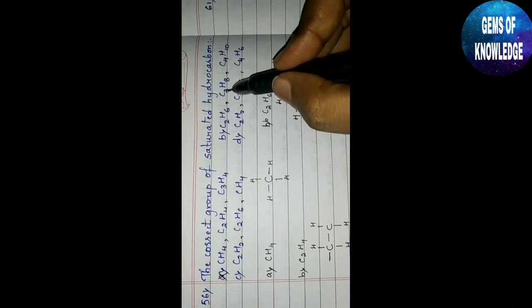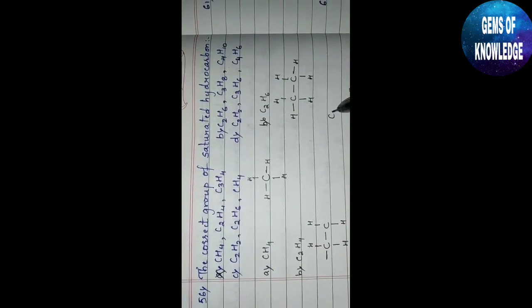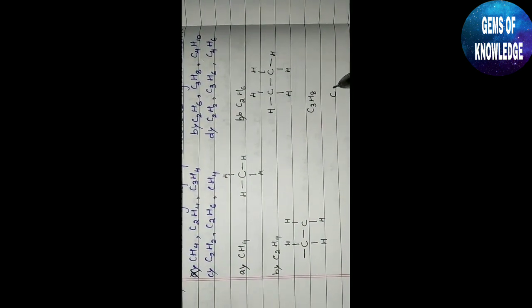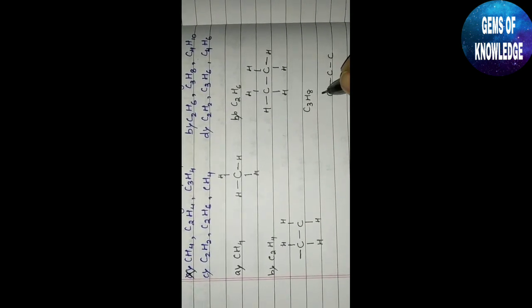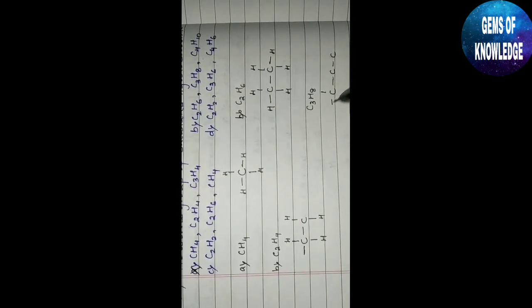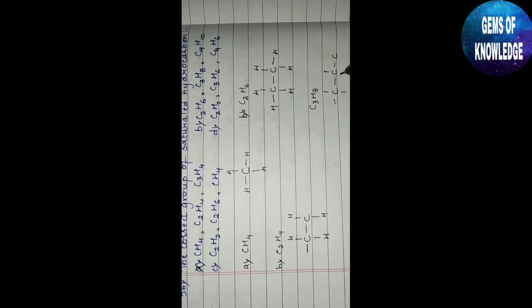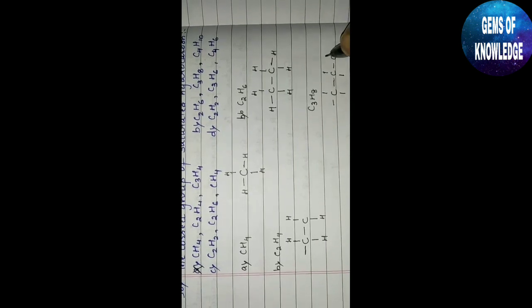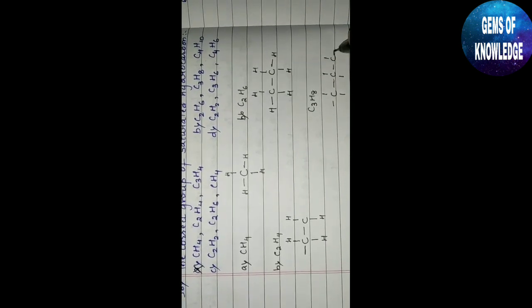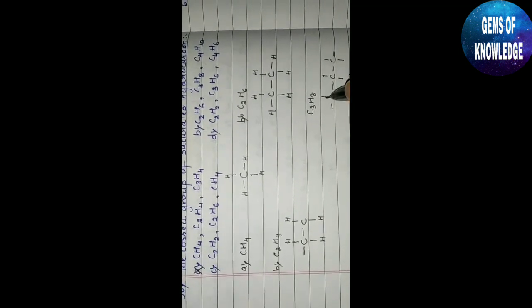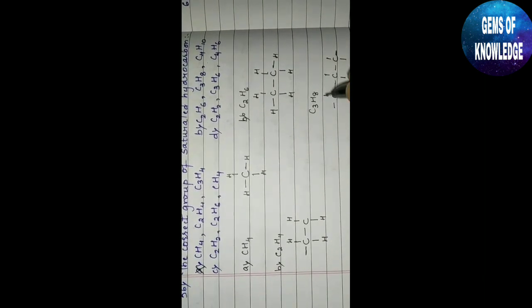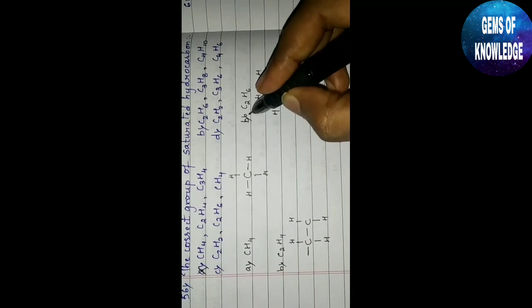Whereas for the next one, C3H8 is given. It means C must be 3 times: 1, 2, 3. H must be 8 times. This carbon must have 4 bonds, whereas this carbon already has 2 bonds. It needs 2 more bonds, and here it has 1 bond and needs 3 more bonds. So count it: 1, 2, 3, 4, 5, 6, 7, 8. So this is also possible.